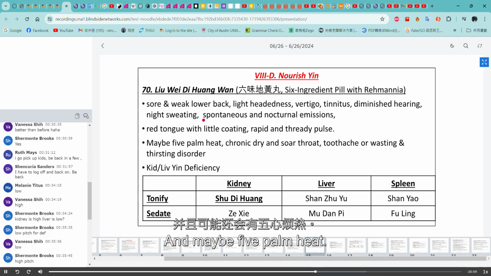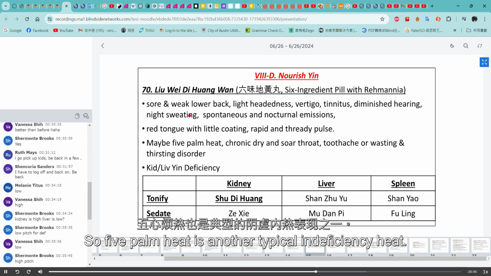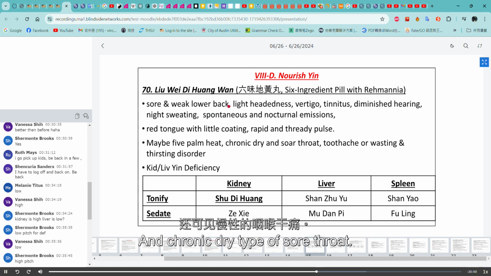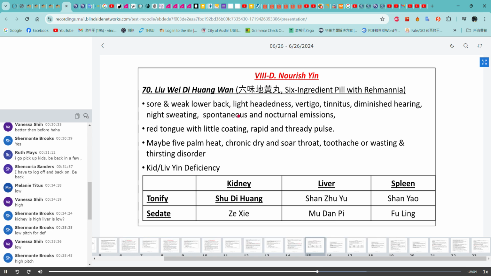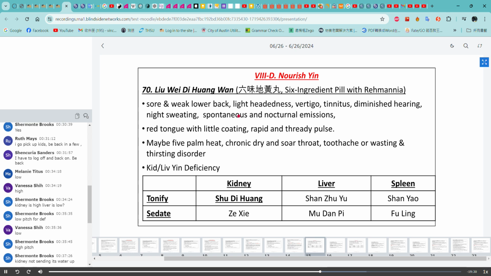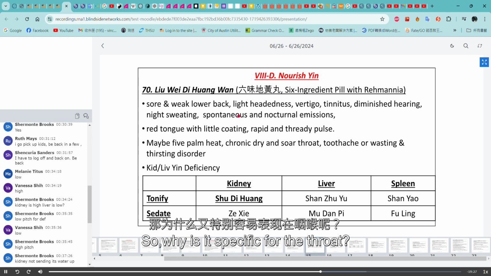And maybe five palm heat. So five palm heat is another typical liver insufficiency heat, and chronic dry and sore throat. Why is there a chronic sore throat for kidney insufficiency? So why specifically throat?